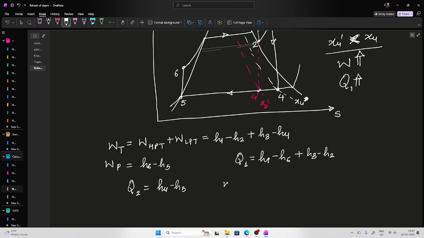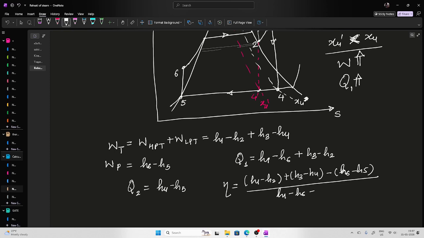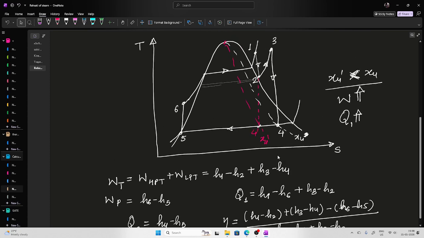And about efficiency, it is the net work output upon heat input. So net work means work of turbine minus pump. So it is H1 minus H2 plus H3 minus H4, that is the turbine work output, minus the pump work, that is H6 minus H5, whole divided by the heat input, that is H1 minus H6 plus H3 minus H2. So in this way, you can work with your reheated Rankine cycle.